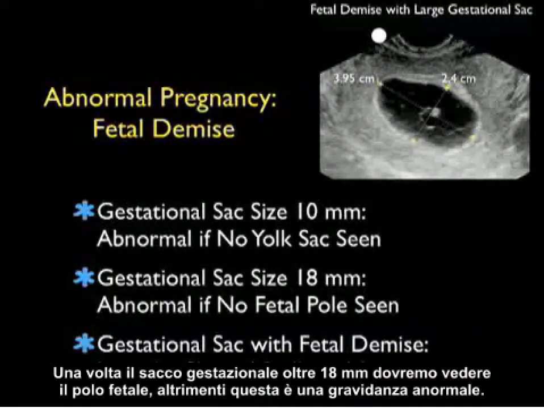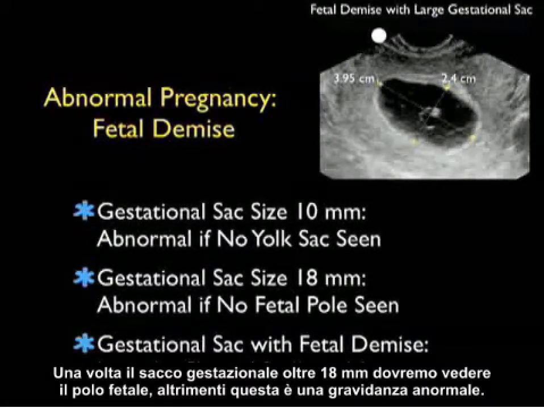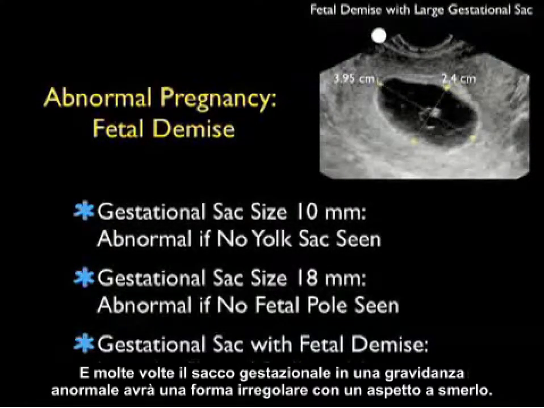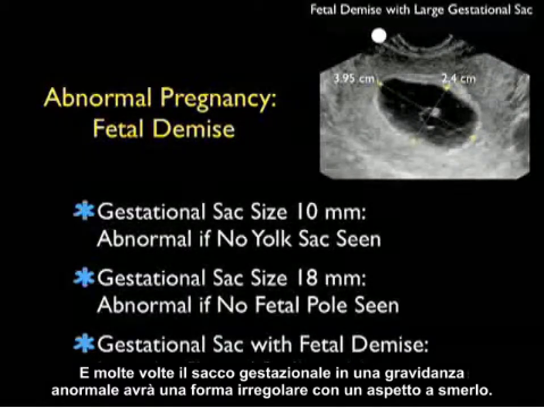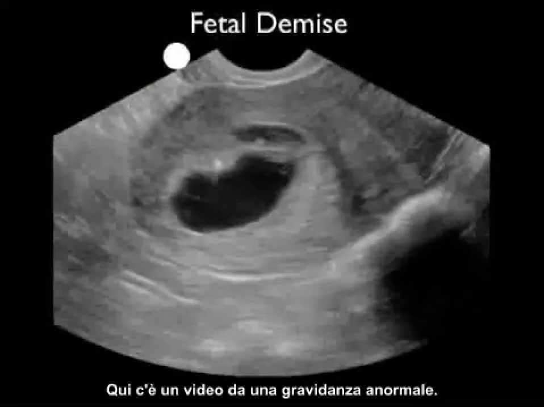Once the gestational sac is greater than 18 millimeters, we should see a fetal pole, or else this is an abnormal pregnancy. And many times the gestational sac in an abnormal pregnancy will have an irregular shape with a scallop type appearance to it. Here's video from an abnormal pregnancy.